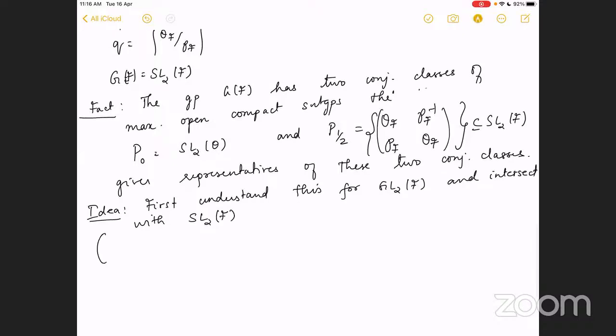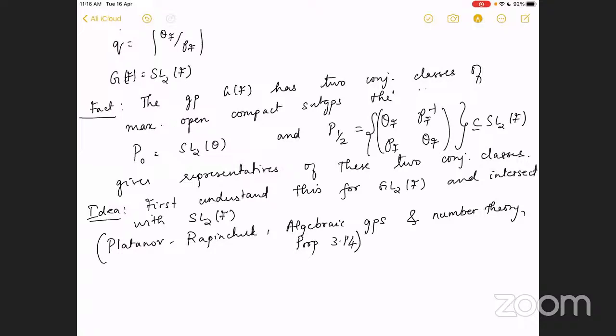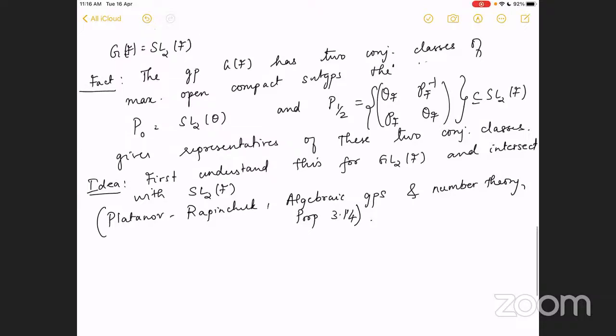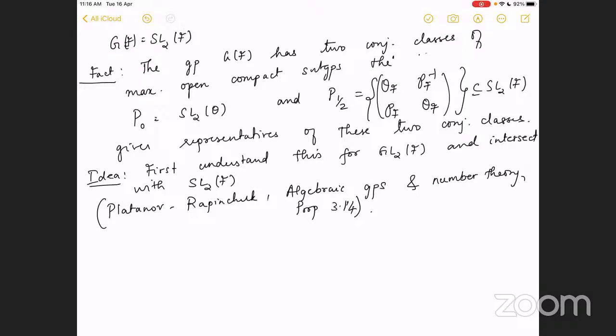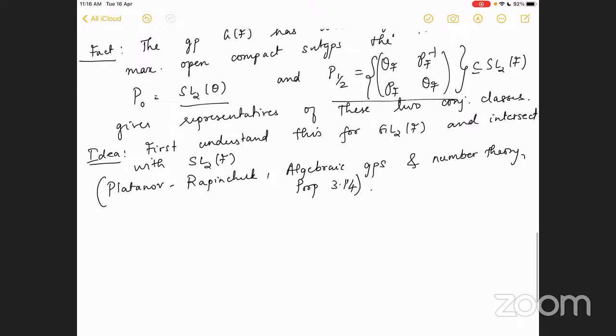I'll give you a precise reference where this is proved. You can look at this blue book of Platonov and Rapinchuk. The title is Algebraic Groups and Number Theory, Proposition 3.14. Okay, so that's the reference. But I'll take this fact for granted today. So we do have two conjugacy classes of maximal open compact subgroups in SL2F, and representatives for these conjugacy classes can be taken to be these two groups, P0 and P half. Okay.